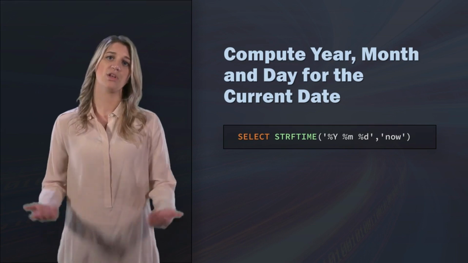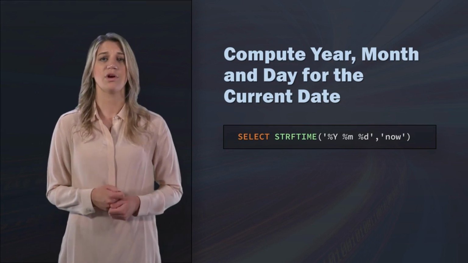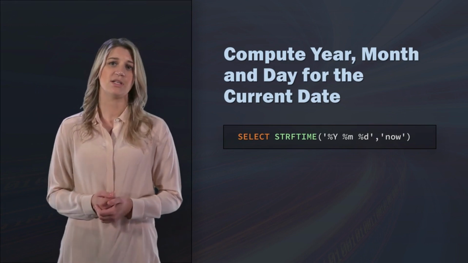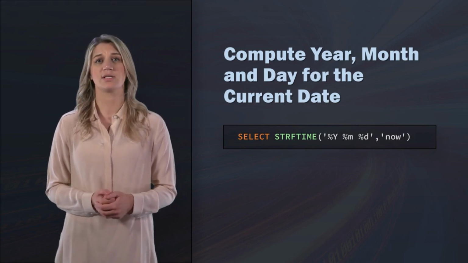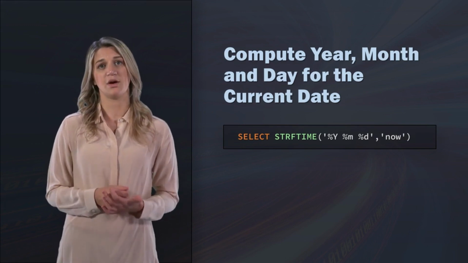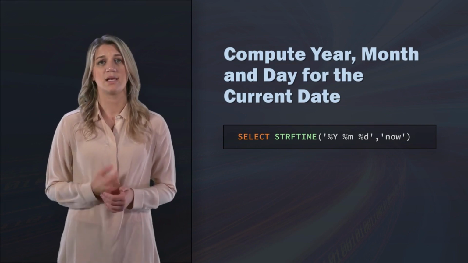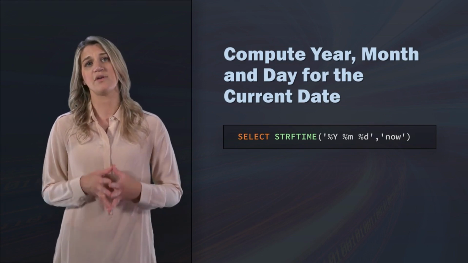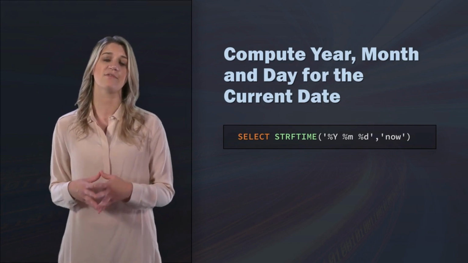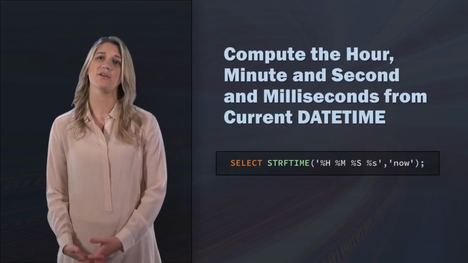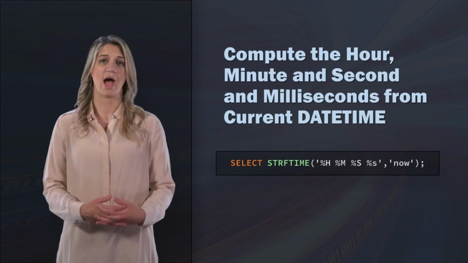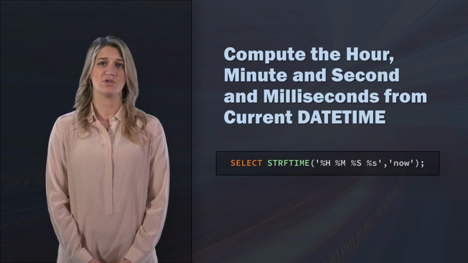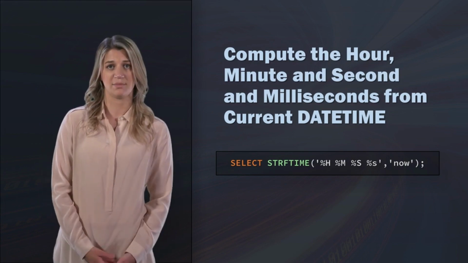To do this, we can use one of the modifiers, which is now. We're going to say select the date and then now. If you just take that and write it into your system, you'll see it will provide you the current date. I can also then compute the year, month, and day for the current date. Now I'm combining my string format time function and also using the modifier of now to get the individual year, month, and day for the current date. Again, another example shows you how you can even get down to the hour, minute, second, and millisecond for that time.